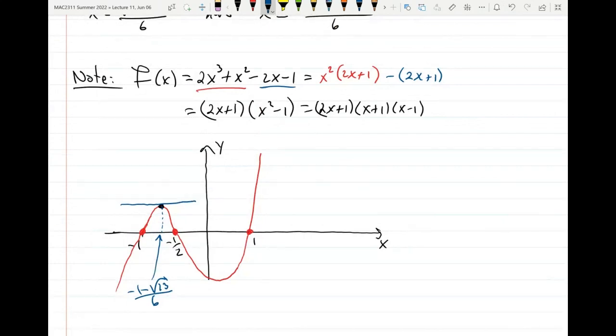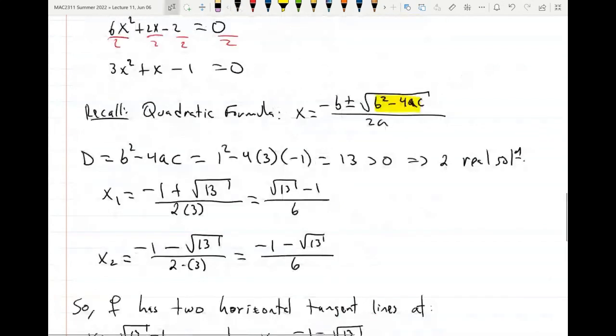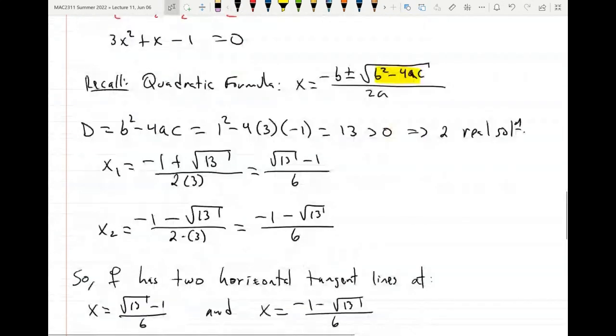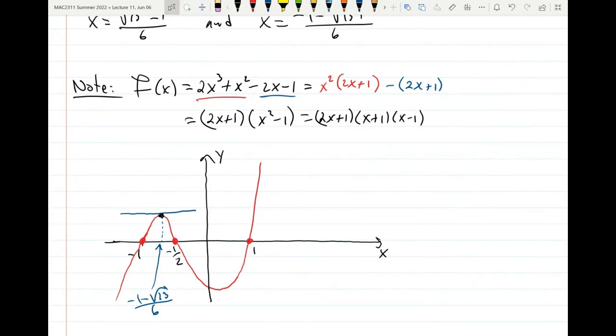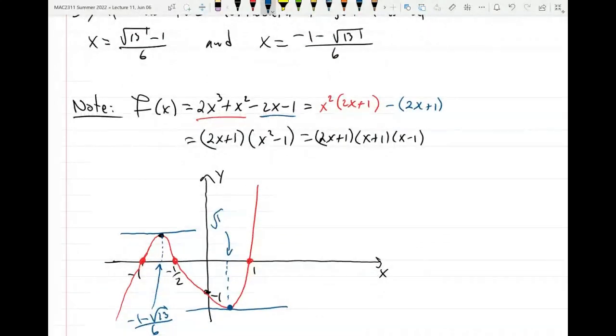And then this other point, let's see, we can do this a little bit better. The y-intercept is -1, so let me do a nicer picture. Let's say -1 is over here. So we need to go through this point. And then this other point down here, which is the one where we also have a horizontal tangent line. This x value, we also know what it is: square root of 13 minus 1 over 6.